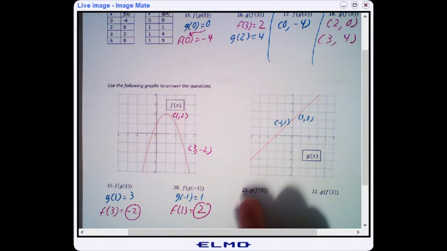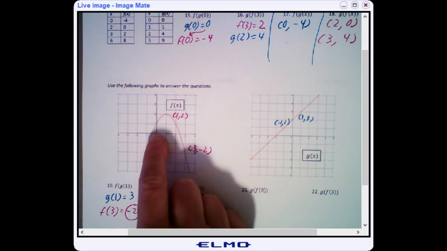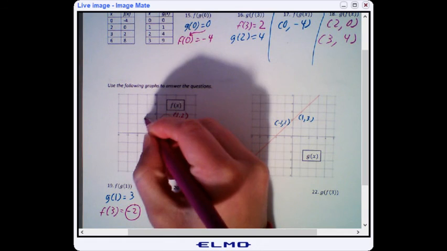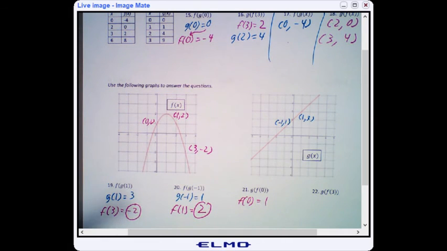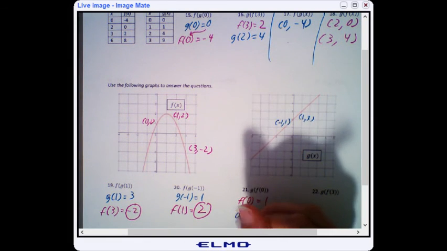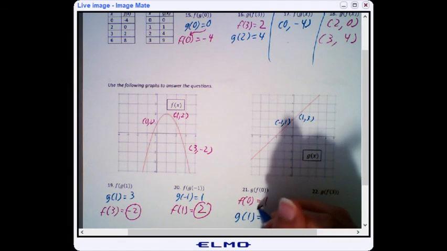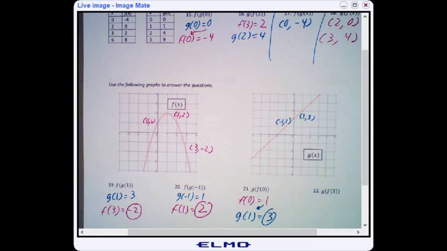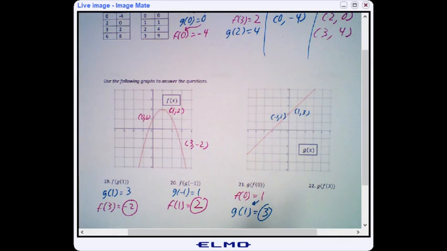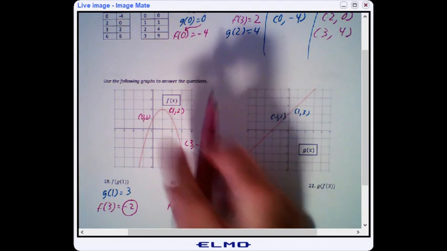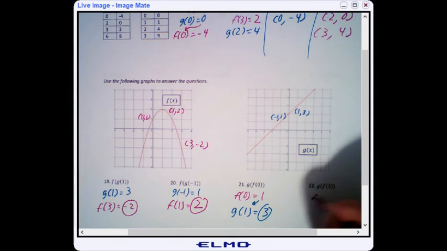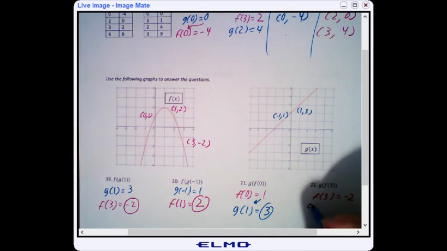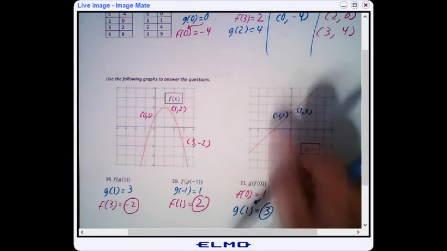Now we're going to do g of f of 0. So I find 0 on the f, and that y value is 1. So that's now going to become the input for my next g. So I'm going to do g of 1, which is 3. We already found that. So the answer of g of f of 0 is 3. We're going to do one more, g of f of 3. So I'm going to find 3. We already know that's 2. We're going to do g of -2. We find -2, and that's 0.